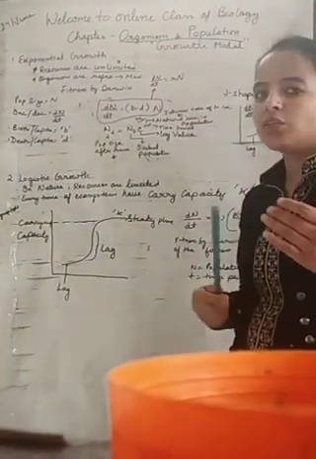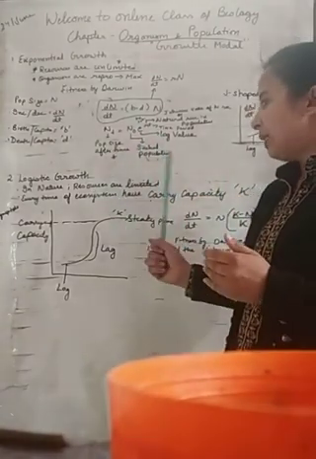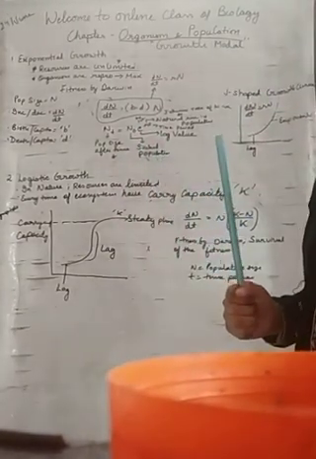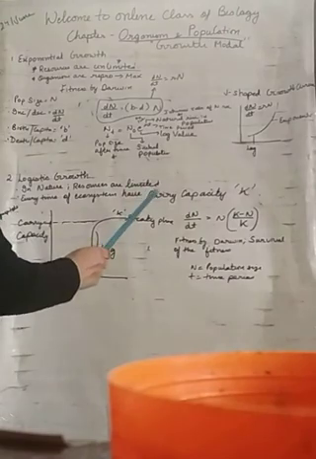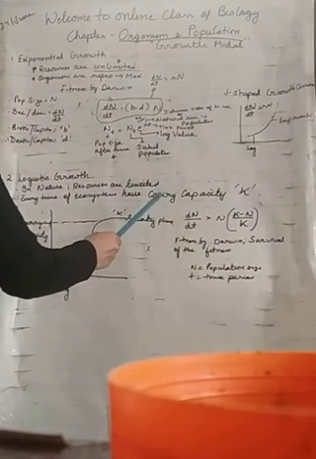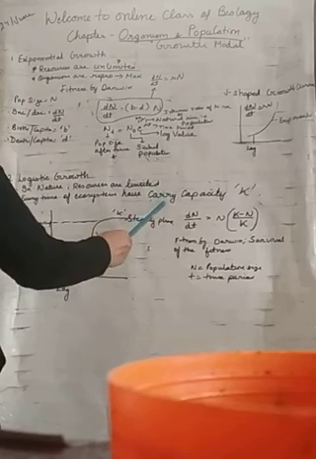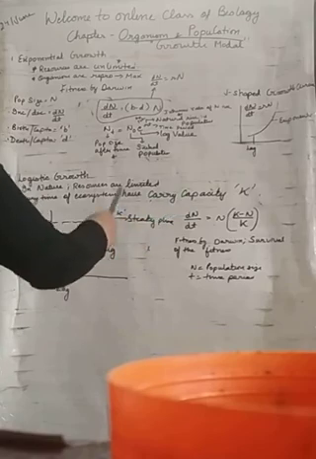Second is your logistic growth. Student, it occurs in nature. Why? Because resources are limited. And every ecosystem has one term, that is carrying capacity. Now what is this carrying capacity? Dear student, it is the ability of the environment to support a maximum number of individuals. And if the population extends more than this, then decline occurs.